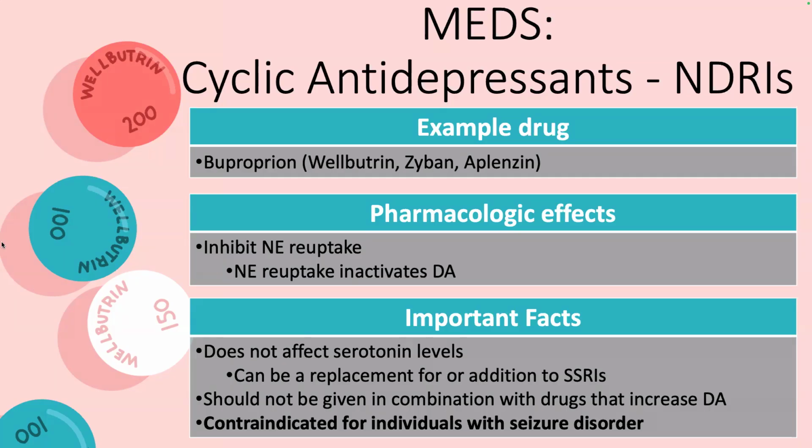the norepinephrine reuptake inactivates dopamine. That's why they work well together. So we like that they don't affect our serotonin levels, but we don't want to give them with drugs that are going to increase dopamine. And very important, the big takeaway for NDRIs, besides not being at risk for serotonin syndrome, is they are contraindicated in individuals with seizures because of their impact on dopamine. So we don't want to give them to someone with a seizure disorder.